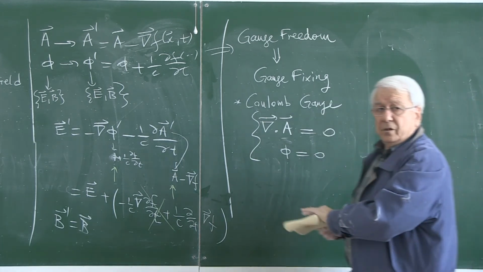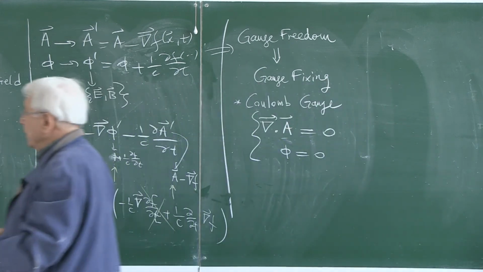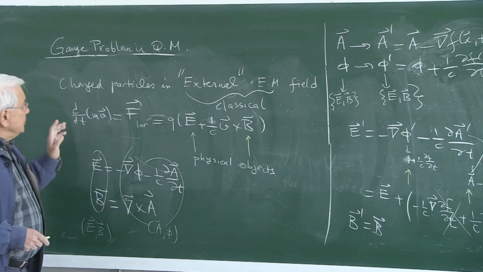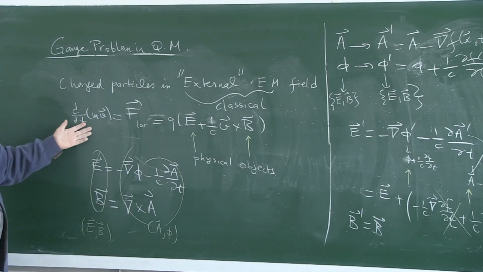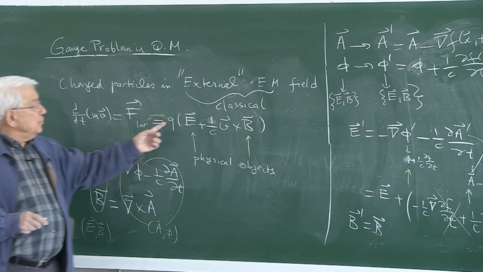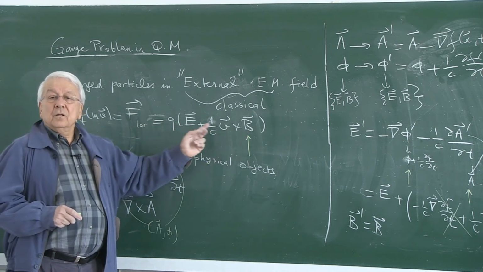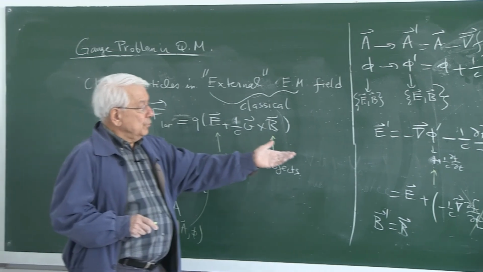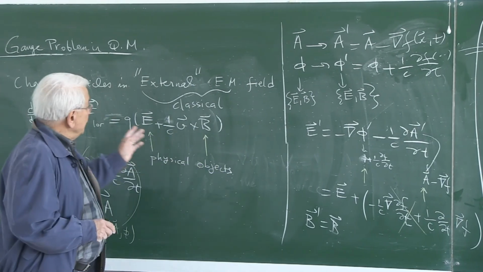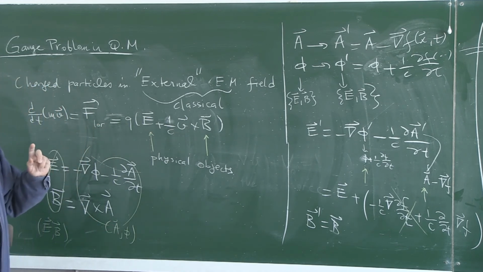Let's go back to Newton's equation, or its equivalent, whichever is your favorite. But this is the simplest form. This equation is gauge invariant, right? Because it involves E and B. These are gauge invariant things, because if you make a transformation, you get the same E and B. So gauge invariance is sort of built into this equation.